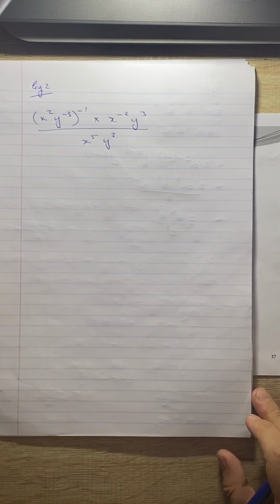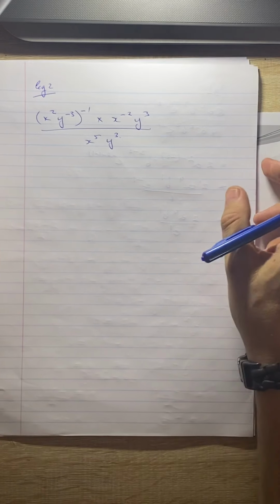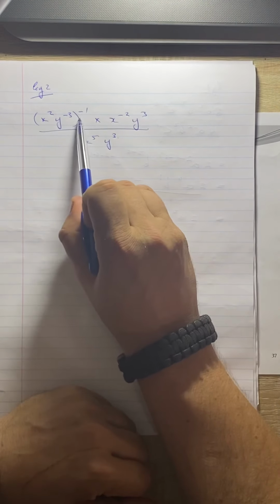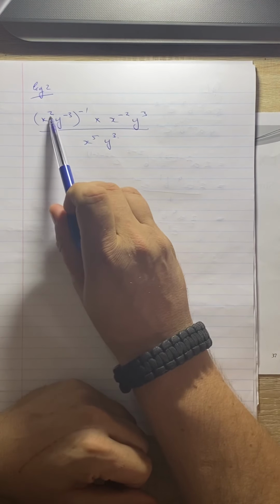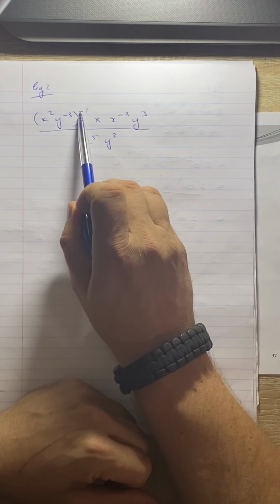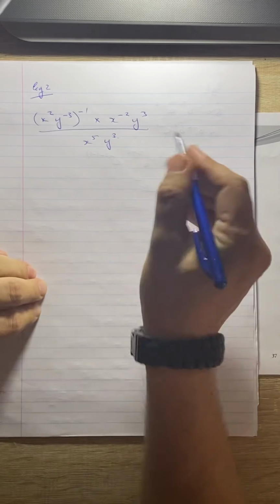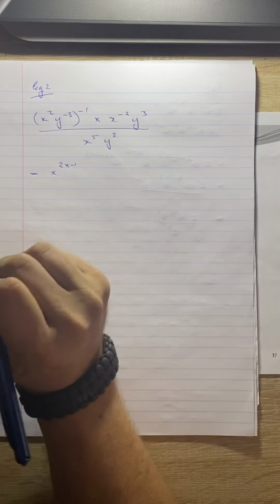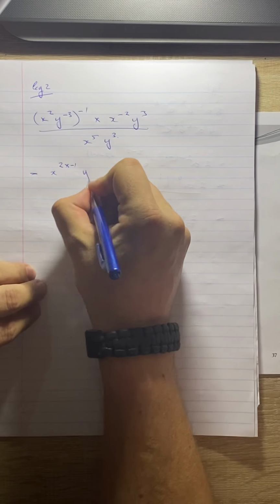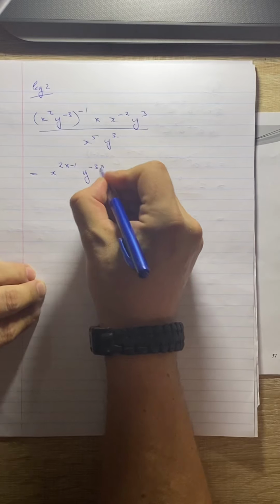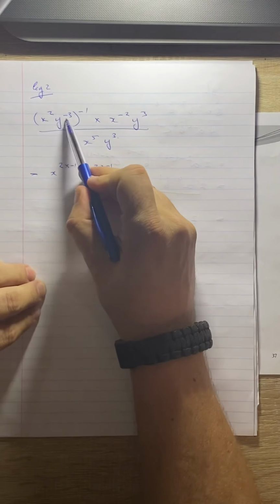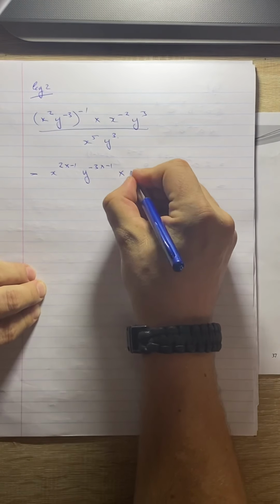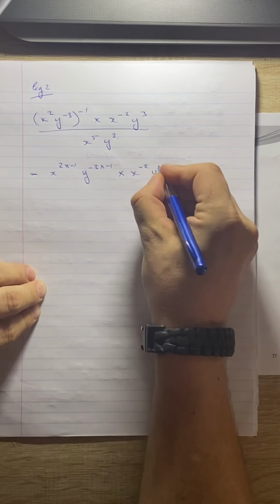Okay, grade 9s, let's get stuck in. So the first thing I'm going to do is get rid of this bracket here. Now remember, if you have something to the power of something raised to another power, we multiply those exponents. So this would become x to the power of 2 multiplied by 1, minus 1. y to the power of minus 3 multiplied by minus 1, because we have something to the power of something raised to another power. Okay, I'm going to leave everything else exactly the same.